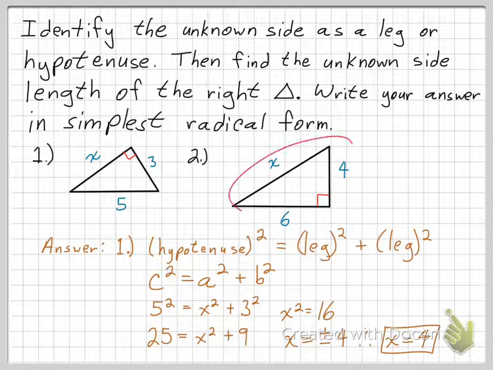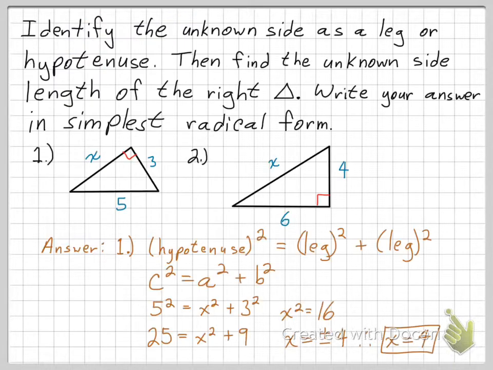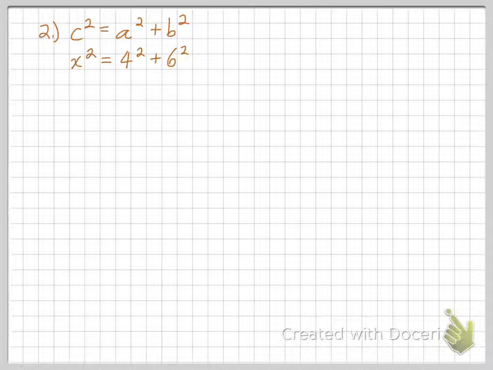Okay, so now we're going to do this problem again with problem 2 in a similar fashion. So we have the Pythagorean theorem, c squared equals a squared plus b squared, where again c has to be the hypotenuse. And we have x squared is equal to 4 squared plus 6 squared, because in this case the unknown value is the hypotenuse, right? So the x squared is going to be the one that's all by itself on one side of the equal sign. And so again, we have x squared is equal to 4 squared plus 6 squared.